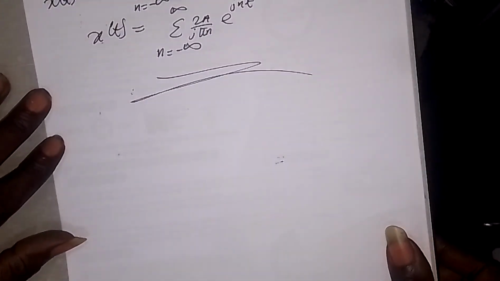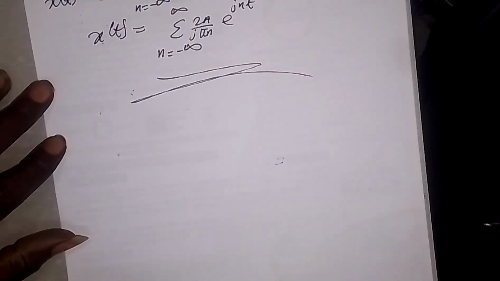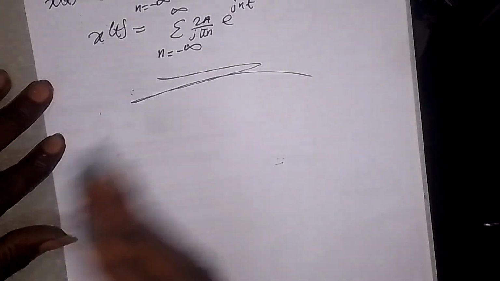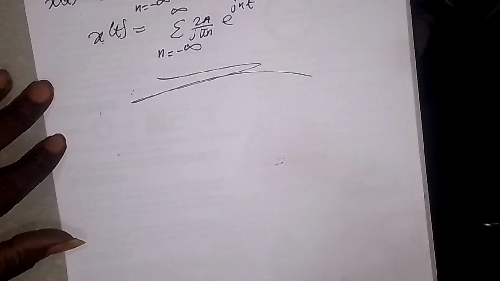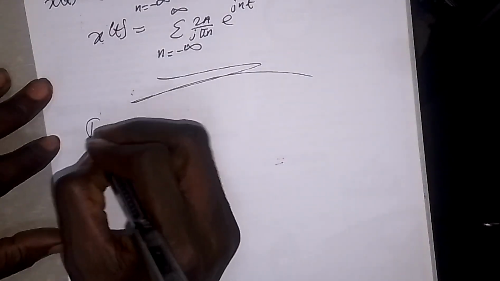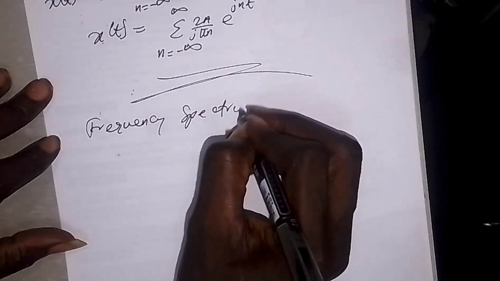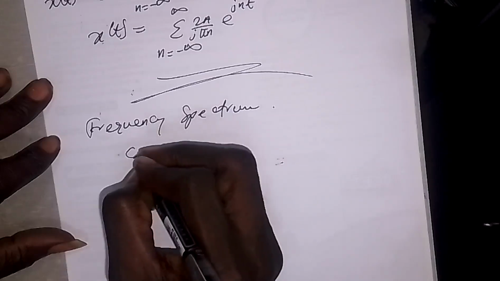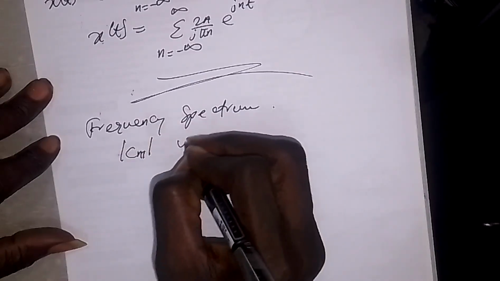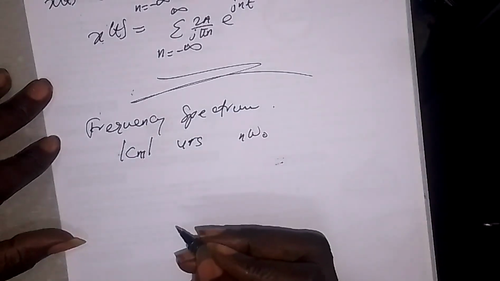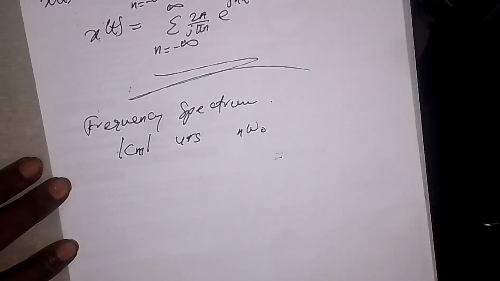Moving on from here, we always have to draw our frequency spectrum, which is the amplitude versus the frequency. We always use the Cn value. In other books they will say Cn, but Cn and Cm are the same. So the frequency spectrum is Cn versus n omega naught, and n omega naught is the frequency.